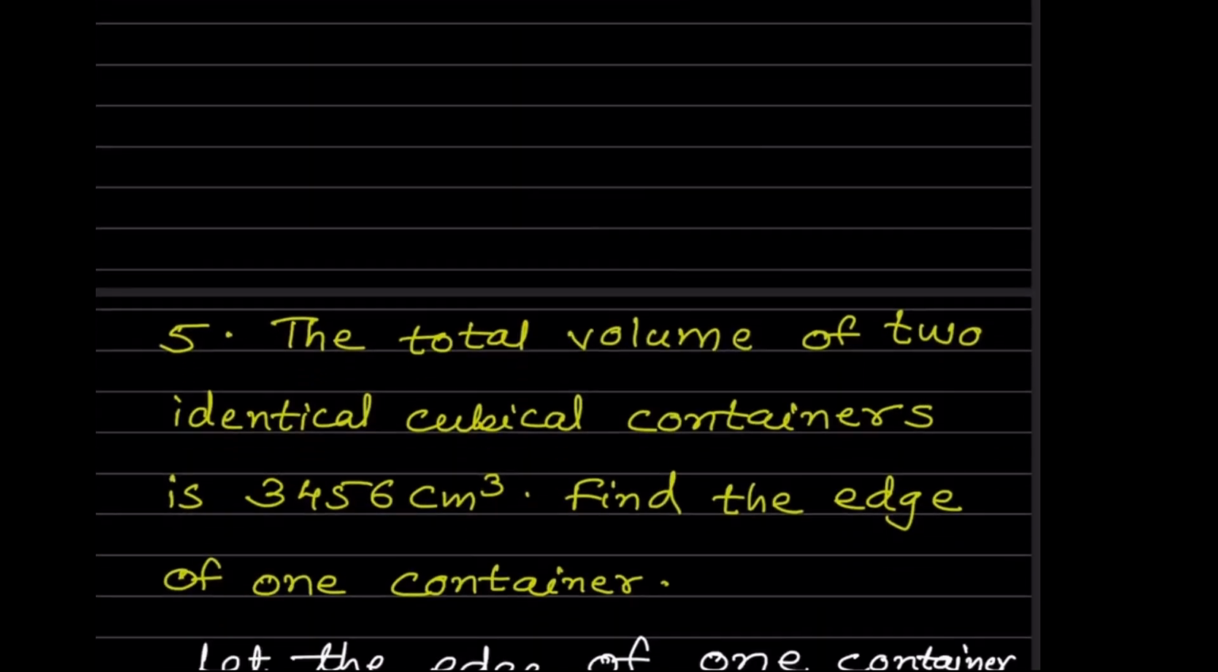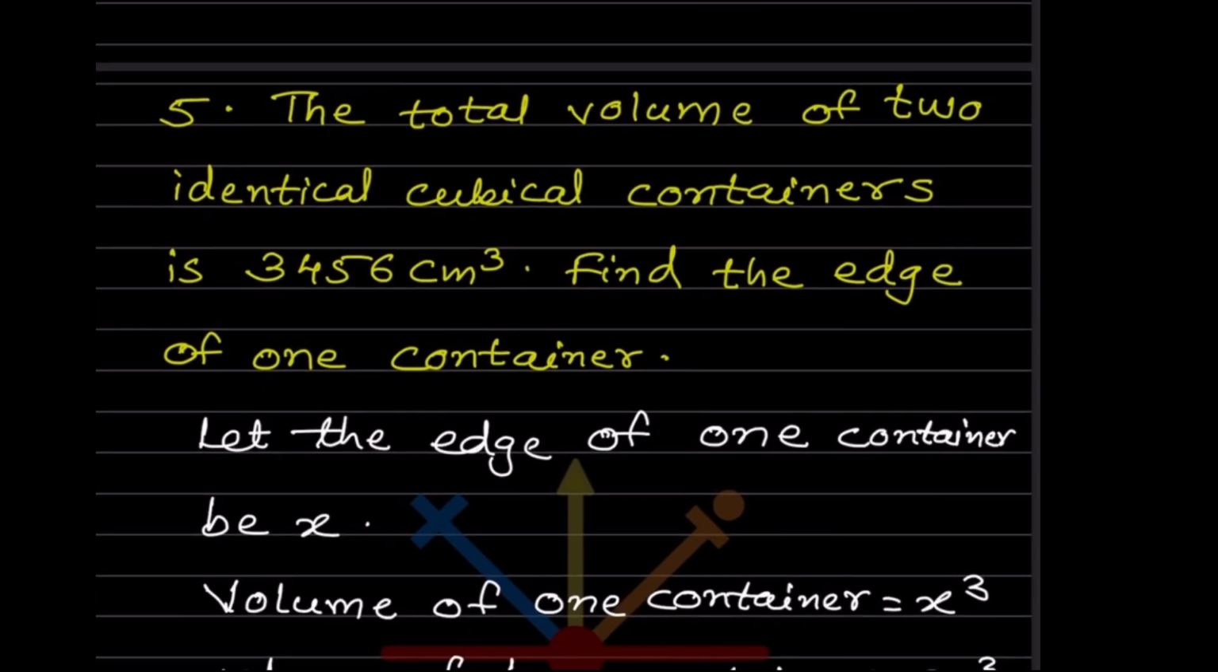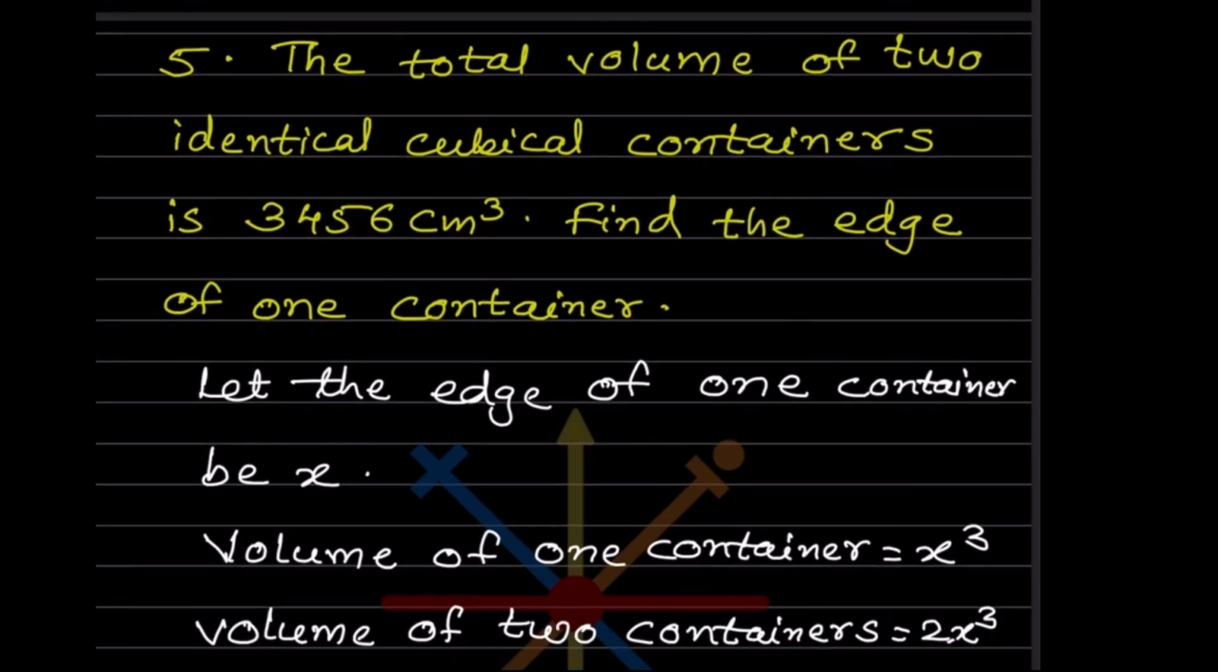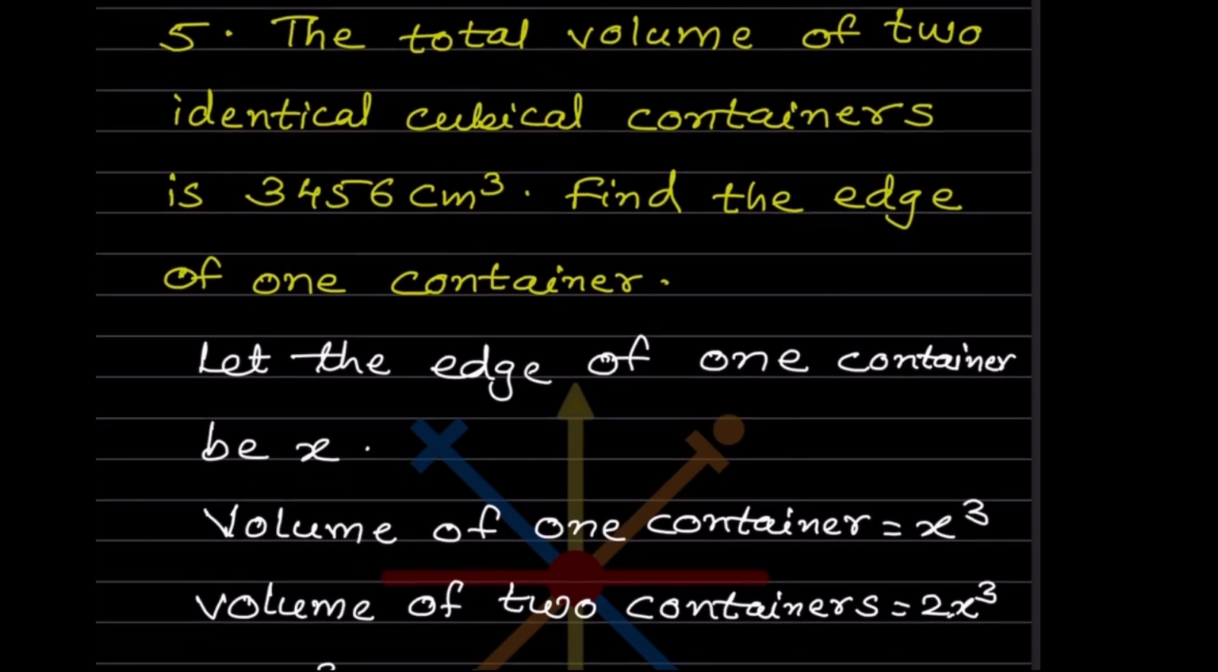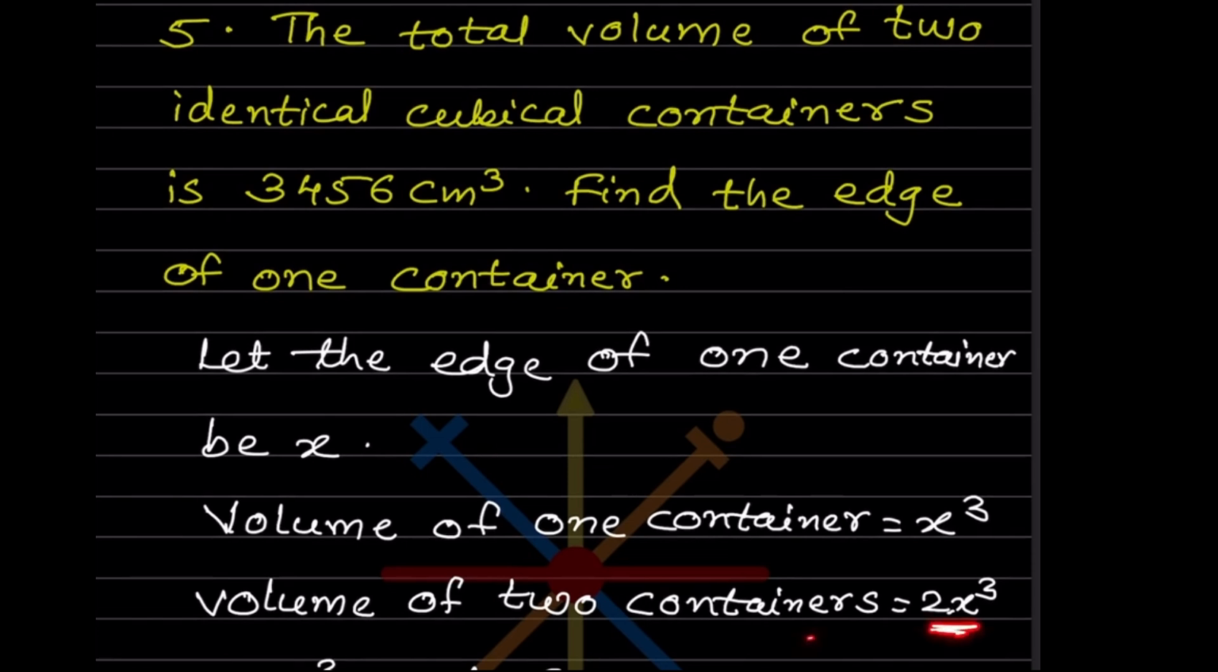This is the answer. Now here the total volume of two identical cubical containers is 3456 centimeter cube. Find the edge of one container. So now we will say let the edge of one container be x. So volume of one container will be, because volume will always be cube, x cube, because we have considered this as x. So now they said the total volume of two identical cubical containers, both are same. So volume of two containers is going to be 2x cube.